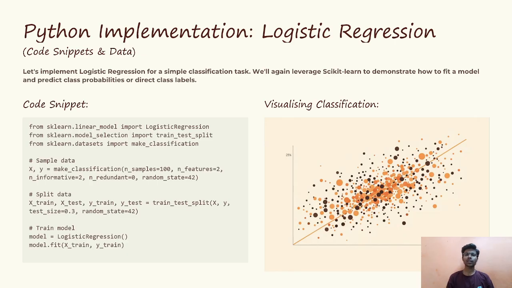Let's implement logistic regression for a simple classification task. We will again leverage scikit-learn to demonstrate how to fit a model and predict a class probability or directly a class label. Visualizing classification in this graph. The code snippet: we import the necessary modules. We have x and y, and n_informative set to given values for the parameters, and then we call model1.fit on x_train, y_train.